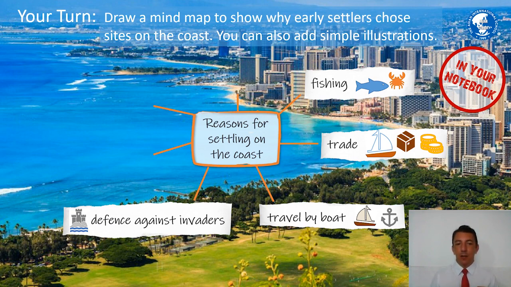Another reason we settled along the coast was to build defenses. It was important to defend our coast, so people had to live there to defend it. So we built defensive settlements along the coastline. This helped us to see any potential invaders coming and to fight off the invaders before they reached the land.